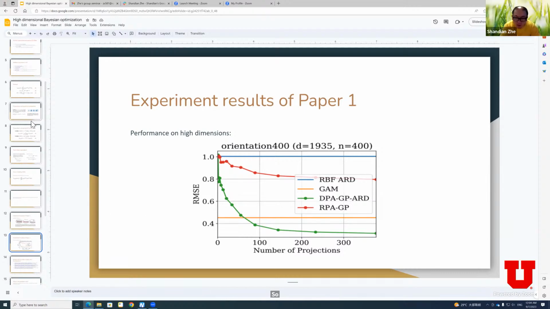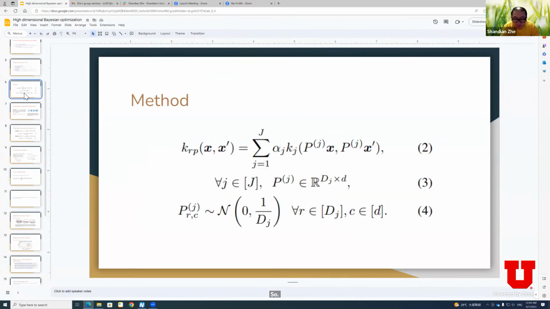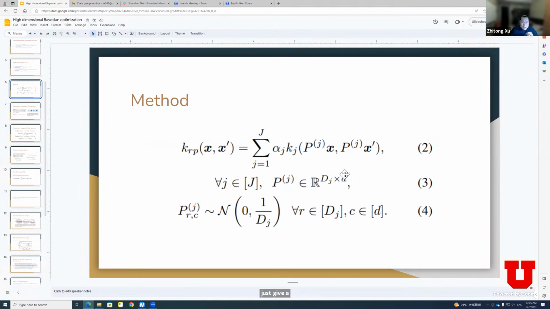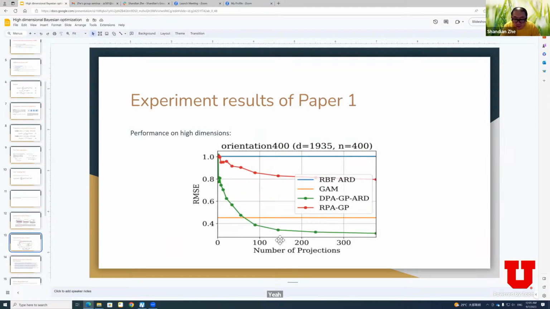Yeah, Zhitong, one thing. You mean your projection, this PJ times X, will give just a one dimensional scalar? No, it will give DJ dimensional. DJ dimensional. Okay. And then, your figure in page 13, what's your choice of DJ? The DJ is 1. In their paper they always treat DJ as 1. They say it produces better results empirically.